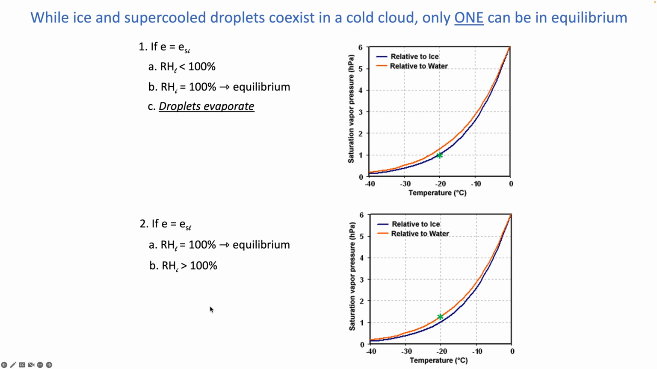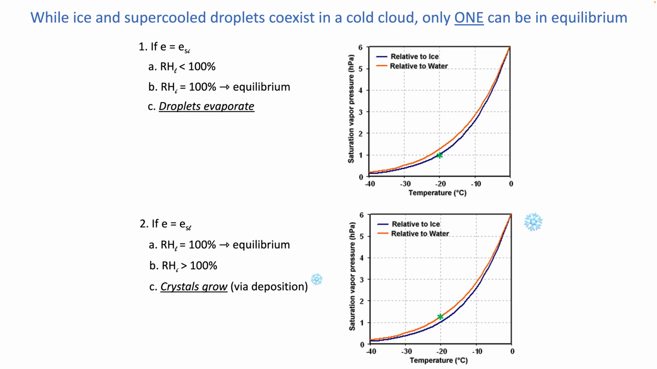The very same air around ice crystals will have a relative humidity greater than 100%. There will be a supersaturation. In other words, the rate of deposition of vapor onto the crystal will be greater than the rate of sublimation from the crystal because there's an excess of vapor surrounding the crystal relative to what is needed to be in equilibrium. And so in this case, the ice crystals would grow via deposition.